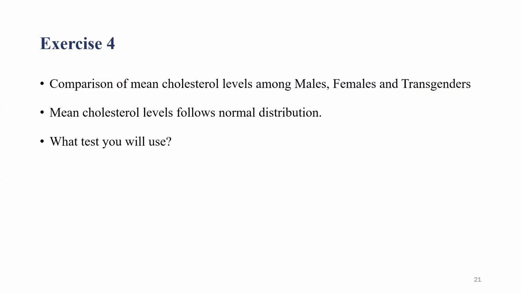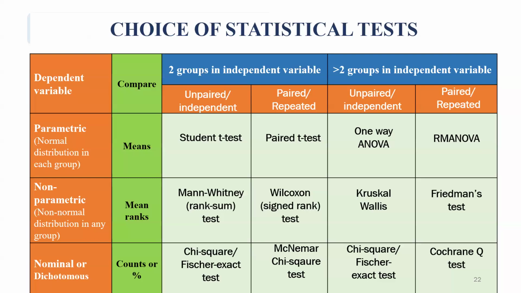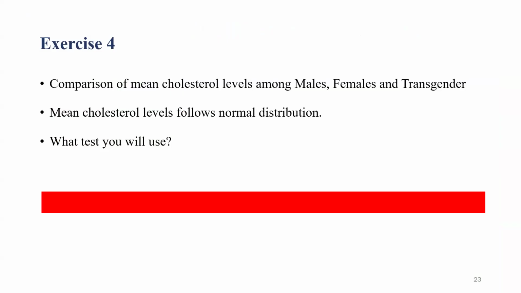Okay, next scenario. We are going to compare the mean cholesterol levels among males, females, and transgenders. Look into the question: comparison of mean cholesterol levels among males, females, and transgenders. The mean cholesterol follows normal distribution. Yes, exactly. It is a one-way ANOVA, as we are having more than two categories: males, females, and transgender. The independent variable has more than two categories, and the outcome variable is cholesterol levels, which follows normal distribution. So the ideal test to use here is one-way ANOVA.